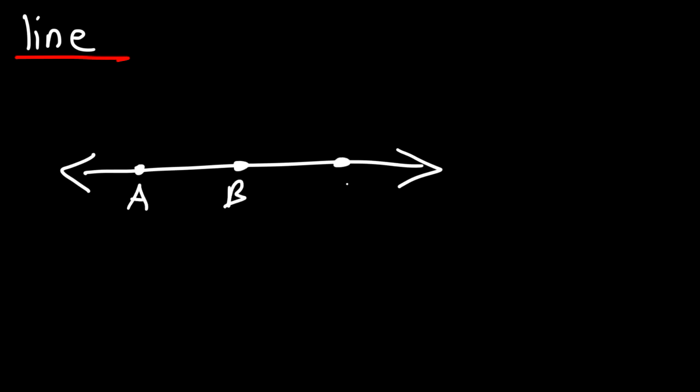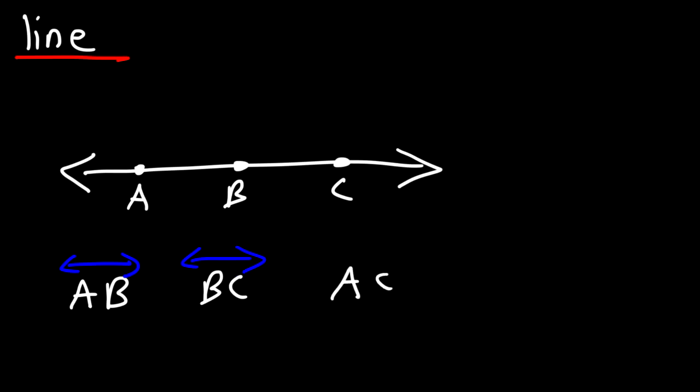Now, let's put some points on this line. So we can call this line AB. We could also call it line BC. And we could also call it line AC. So there's many ways in which we can name this particular line.